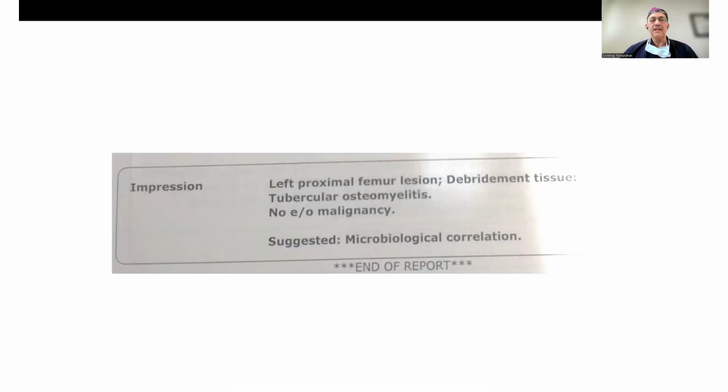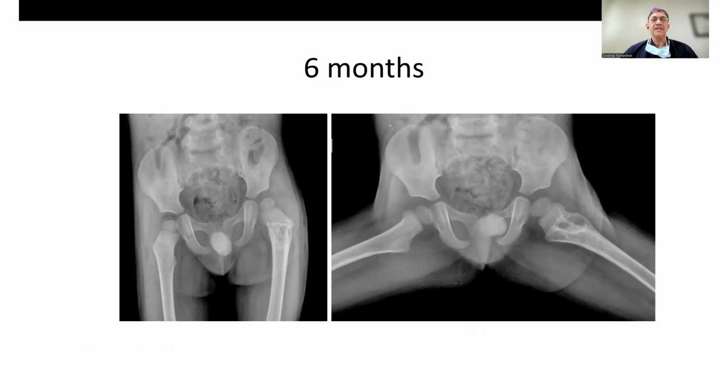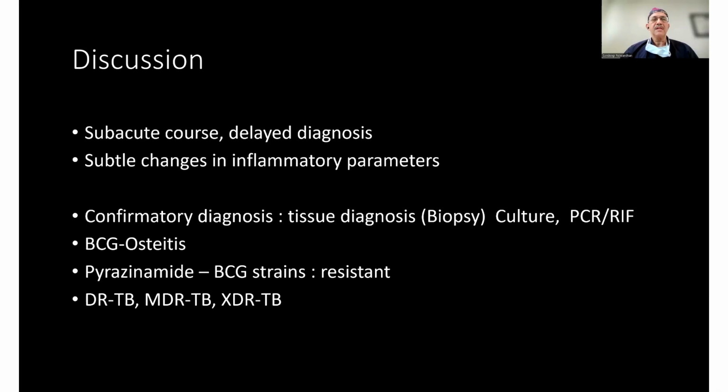Histopathology, again, the diagnosis was tubercular osteomyelitis. In 1 month, you can see the response, and in 6 months and in about 16 months, the lesion is completely healed with no growth sequelae. So you must understand that tuberculosis in India is very common.